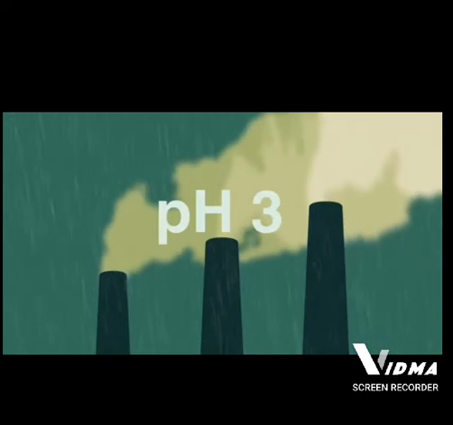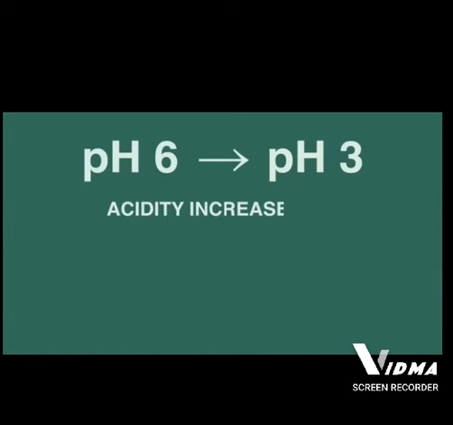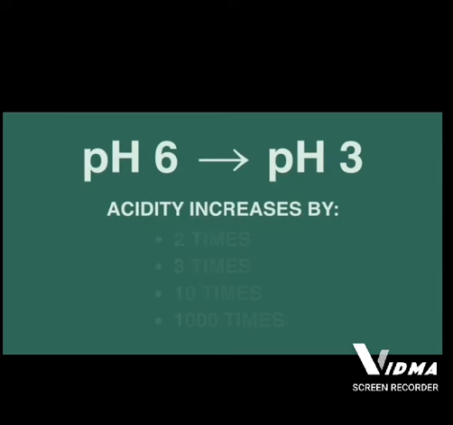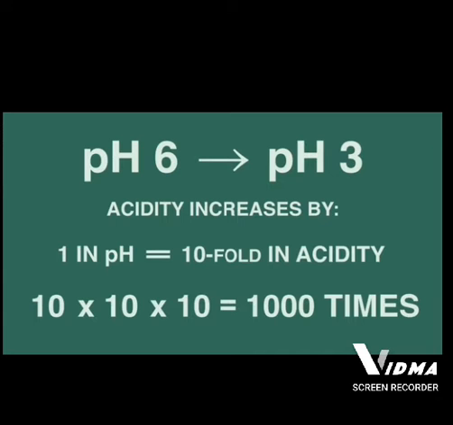When the pH changes from 6 to 3, what do you think the acidity increases by? 2 times? 3 times? 10 times? 1,000 times? Pause and think. Remember that each change of 1 in pH is a 10-fold change in acidity, so changing from 6 to 3 is 10 times 10 times 10, or 1,000 times more acidic.